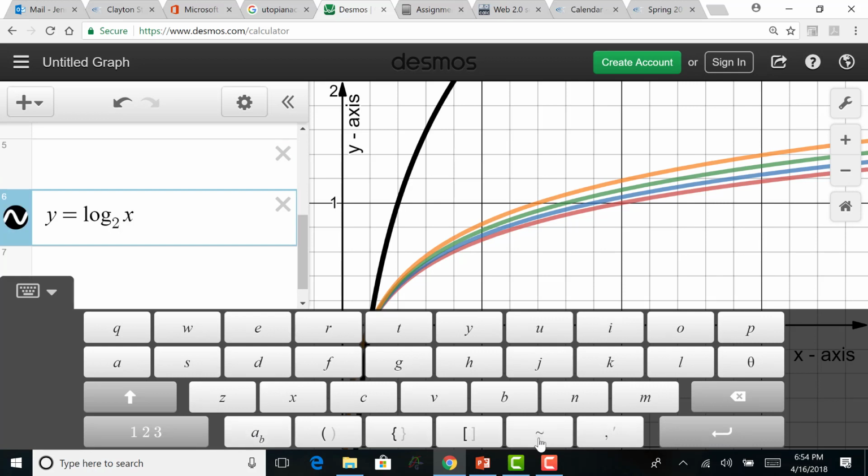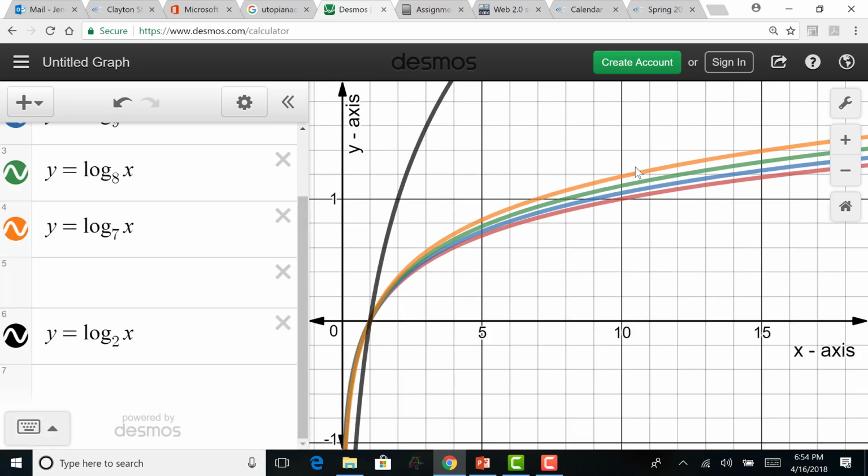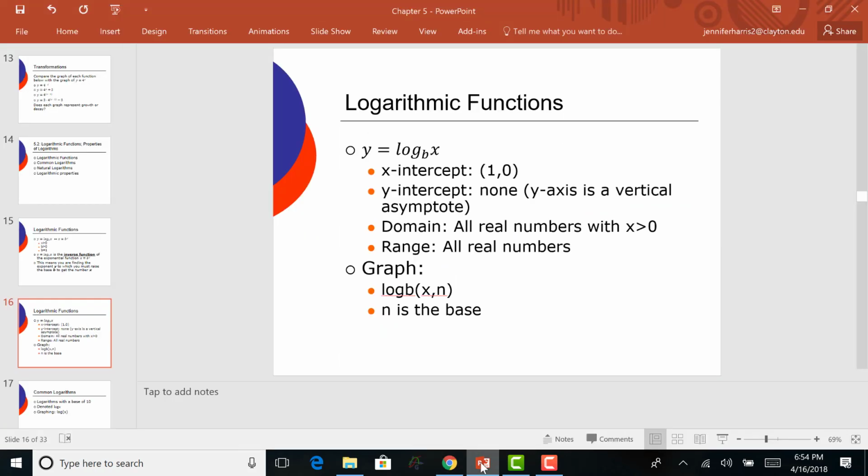Aha, look what happened. Do you see that the smaller this number gets, the higher the curve is? That's what I wanted you to see, so you can see what you should expect the curve to look like. Alrighty, so that was that part. All right, let's go back and see.